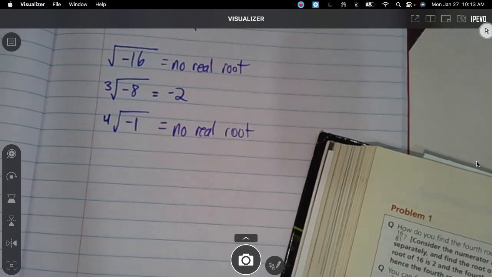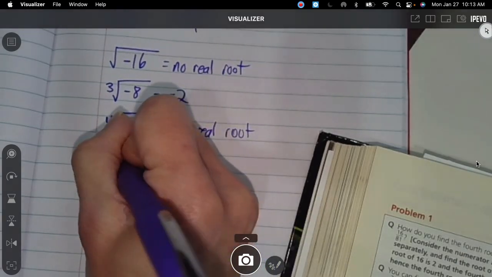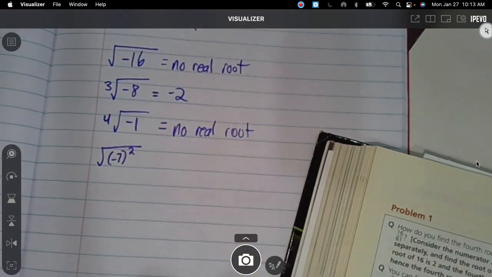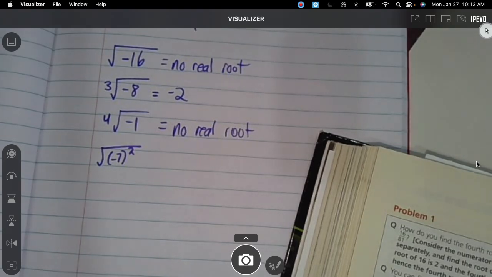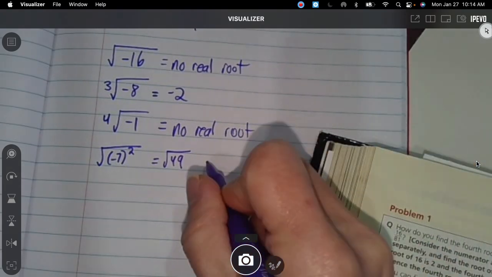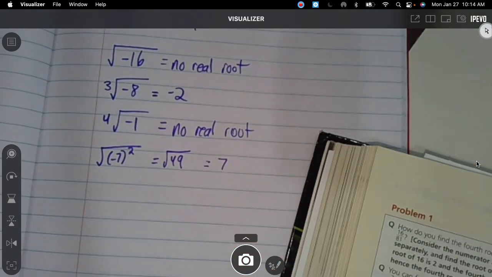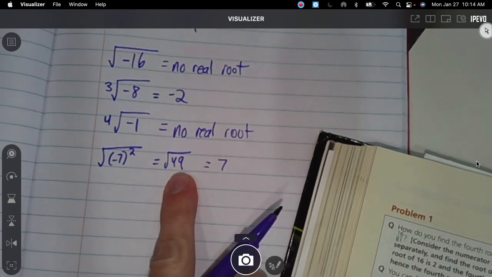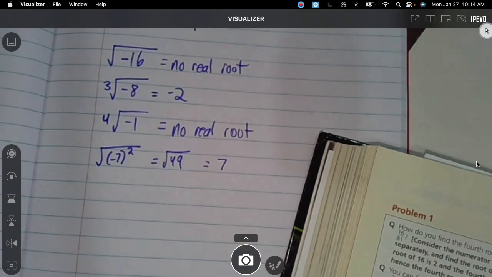Okay, let's see, what about, this one's kind of confusing. The square root of negative 7 squared. Well, first, what is negative 7 squared? I want to see what they put. Yeah, it's going to be the square root of 49, which is what? 7. Okay, just kind of work that one out. Because negative 7 squared is actually a positive 49. And I can take the square root of positive 49.